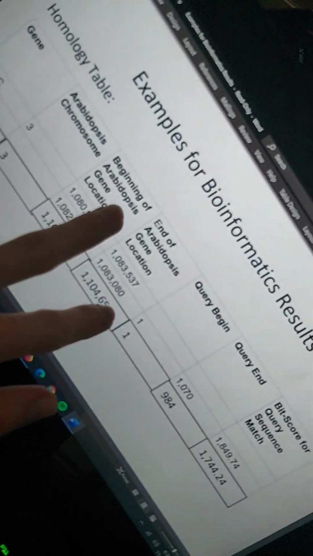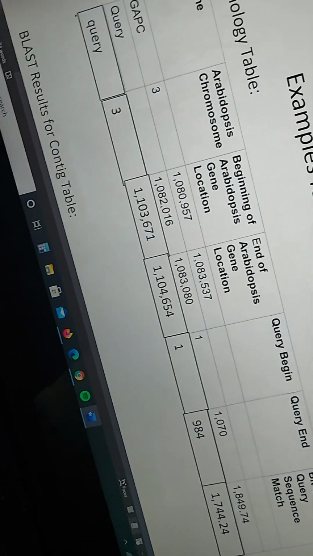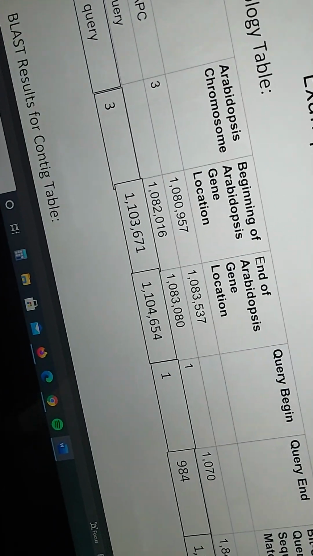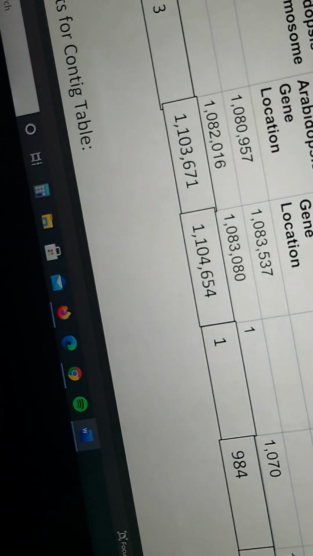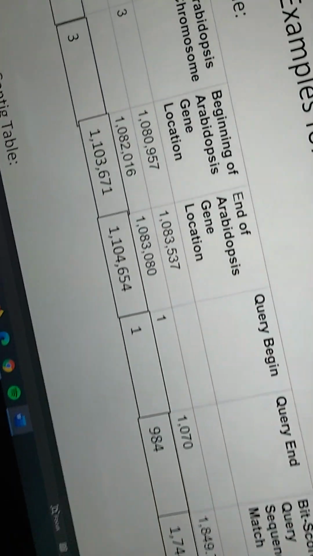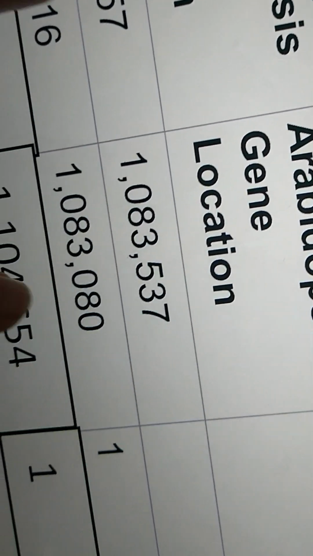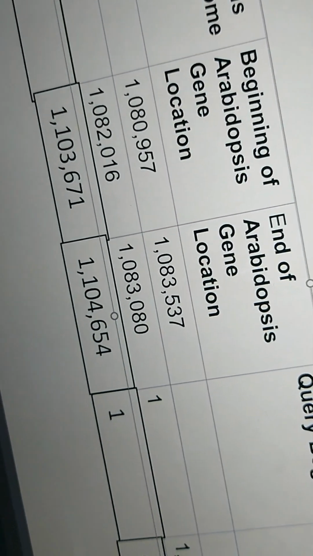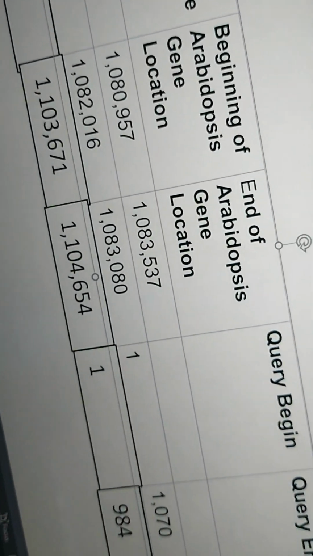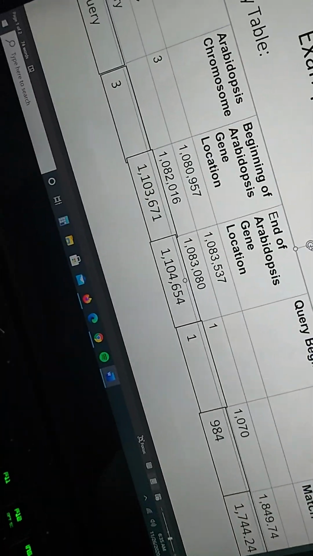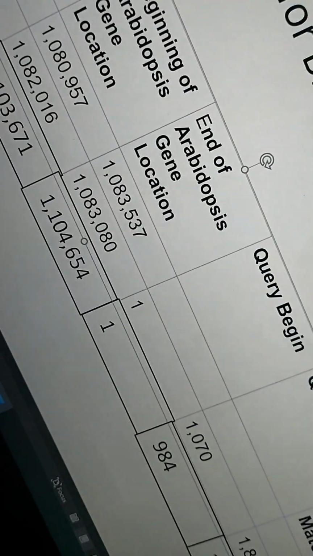So when it comes to the Arabidopsis, I made a pretty good discovery here. On our homology table, it was expected that the end of the Arabidopsis gene would be located at this base pair, okay? 1,083,000. But mine was at 1,104,000 at the end. But I'm not the only one, so it wasn't an accident. There were other groups that found this 1,103,000 to 1,104,000. So it wasn't an issue with my cloning.